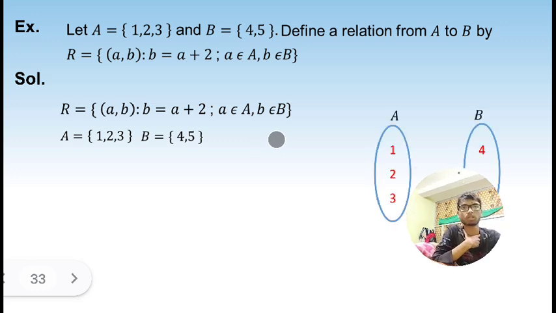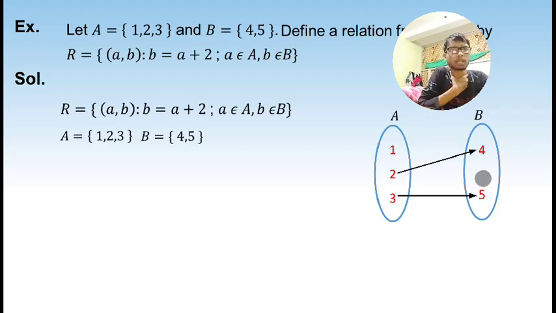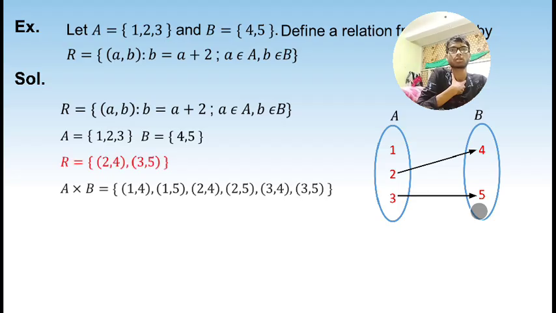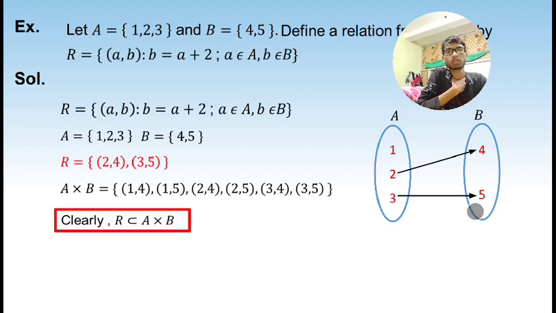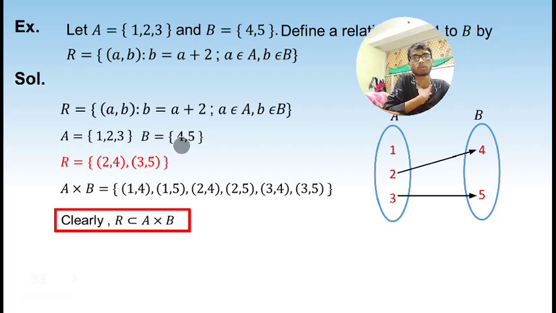Yes, first of all (1, 3), there is no 3 in B. So (2, 4) and (3, 5), these are the relations. (2, 5) is in the Cartesian product, but it is not in the relation. The Cartesian product will give you all the possible ordered pairs, but a relation will not give all the ordered pairs. Relation will give whatever is the relation of A with B, so that will be the relation.